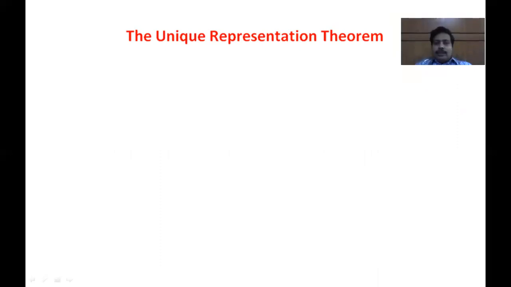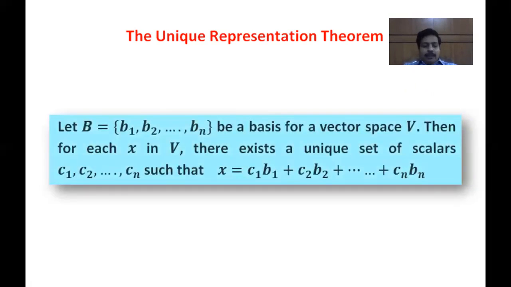And the unique representation theorem, which is very useful in determining coordinate systems. Let us recall the statement. Let B = {b1, b2, ..., bn} be a basis for a vector space V. Then for each x in V, there exists a unique set of scalars c1, c2 and so on cn, such that x = c1b1 + c2b2 + ... + cnbn. So whenever B is a basis of a vector space V, we can write the vectors in V as a linear combination of vectors in B. That is, whenever x is a vector in V, x can be represented as a linear combination of b1, b2 and so on bn, where these are the vectors of a basis.